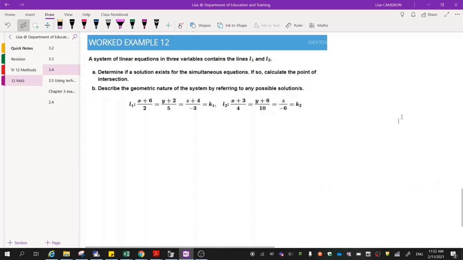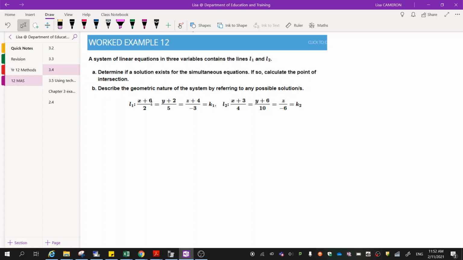Okay, so a system of linear equations in three variables contains the lines L1 and L2. Determine if a solution exists for the simultaneous equations. If so, calculate the point of intersection. Describe the geometric nature of the system by referring to any possible solutions.